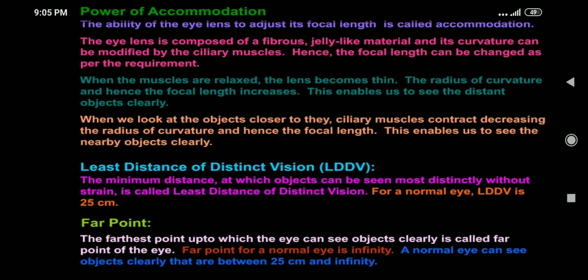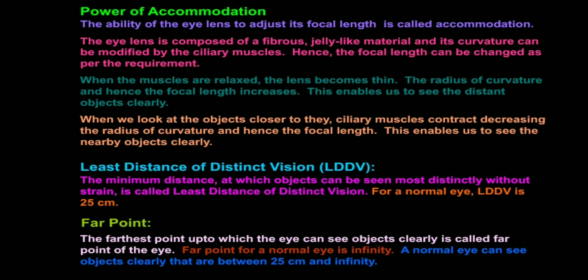Now, the next topic of discussion is power of accommodation. Now, first of all, what is accommodation? That is the ability of human eye to adjust itself such that it can see nearby as well as far off objects clearly. Now, it involves lens and ciliary muscles. The ciliary muscles are capable of modifying the curvature of lens and hence its focal length also.